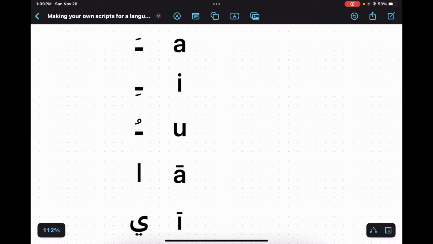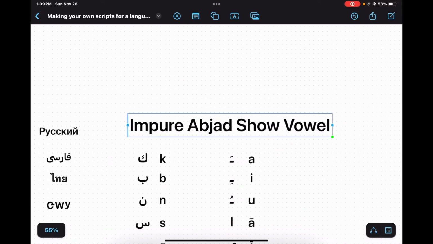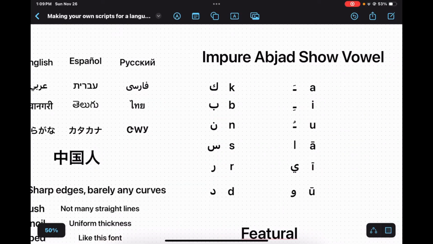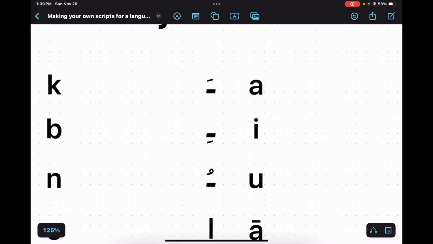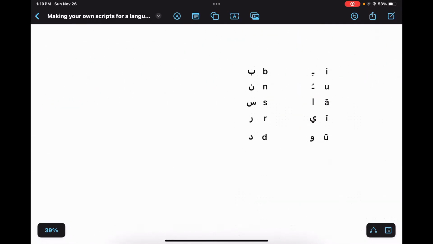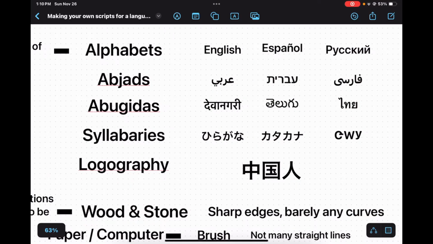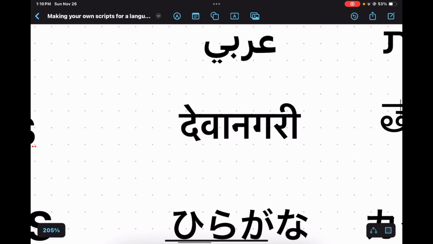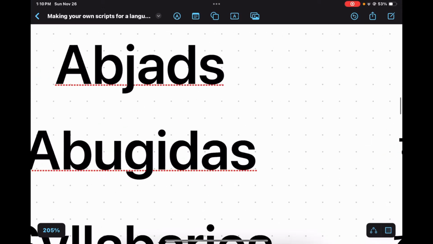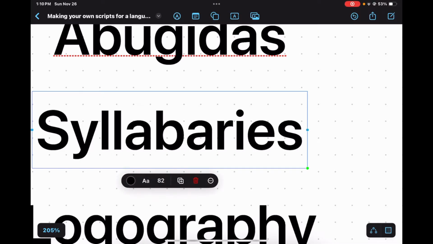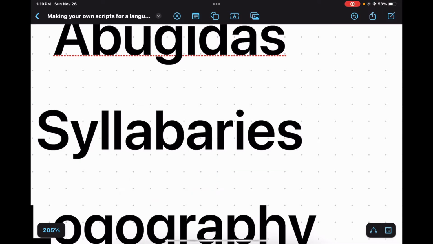But modern abjads are called impure abjads, and they actually have a way to show vowels, marked here. And also some long vowels represented with similar sounding consonantal letters. And then there's abjadas, which are basically just like the. Actually, we need to talk about this one first to better understand abjadas.